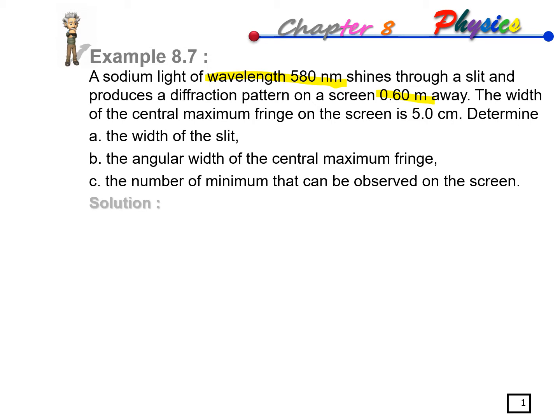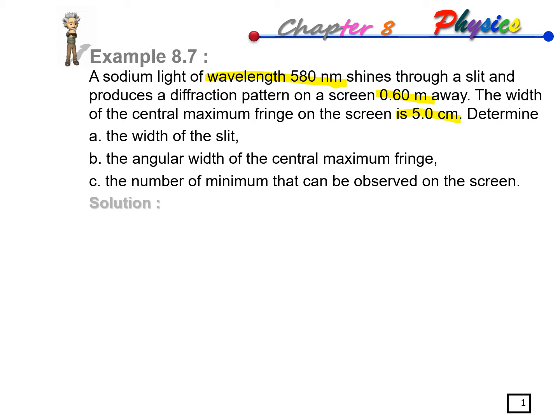Okay, and then the width of the central maximum fringe on the screen is given. So this is the width of the central maximum. Based on this information given, they want you to determine the width of the slit. And then B, the angular width of the central maximum fringe, and then C, the number of minima that can be observed on the screen.